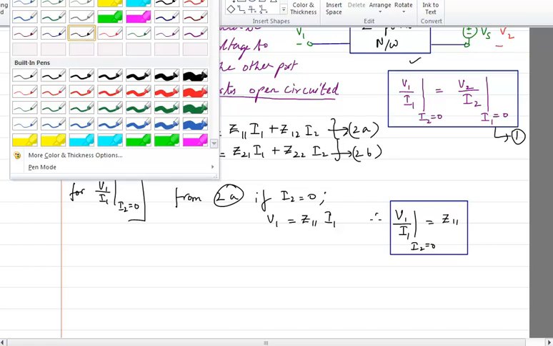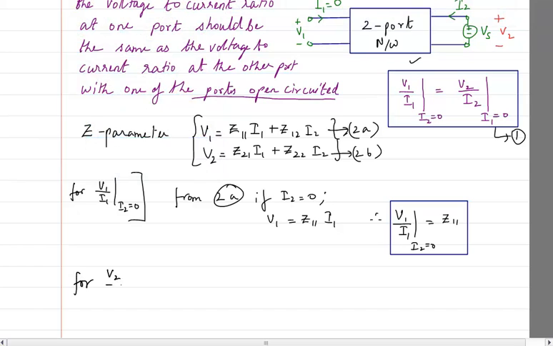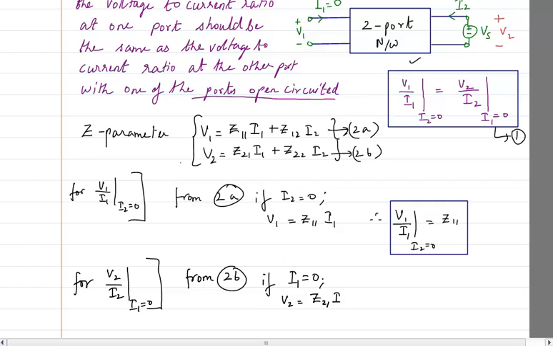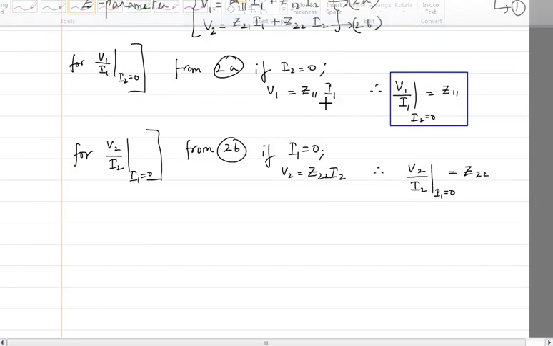Similarly, for the second case, for the right hand side of the equation, for V2 by I2 when I1 is equal to 0, I will use equation 2b. So from 2b, if I take I1 is equal to 0, then what is the equation I get? Sorry, I am taking I1 is equal to 0, so the first term is going to be 0, the second term is going to be Z22 I2. Therefore, I can say that V2 by I2, when I make I1 is equal to 0, is going to be Z22. This is going to be my second equation.